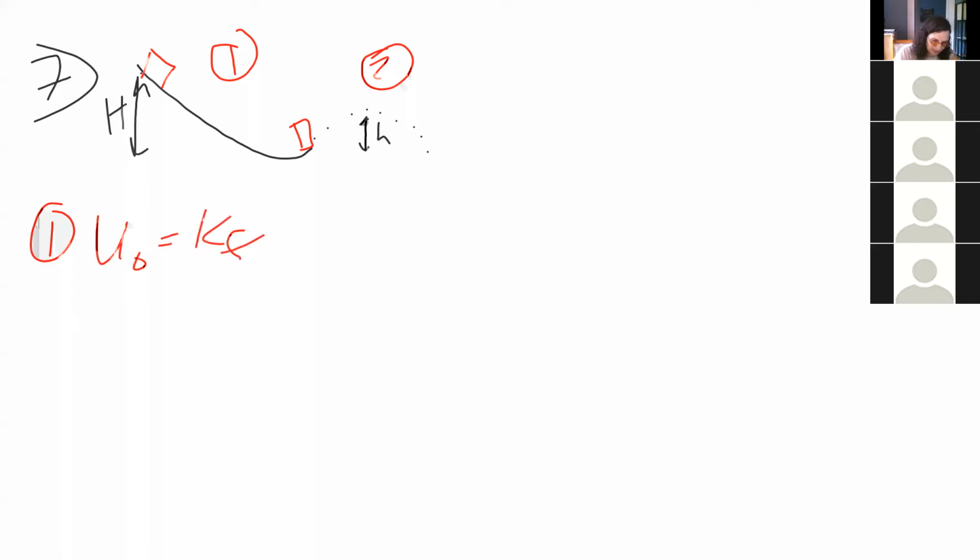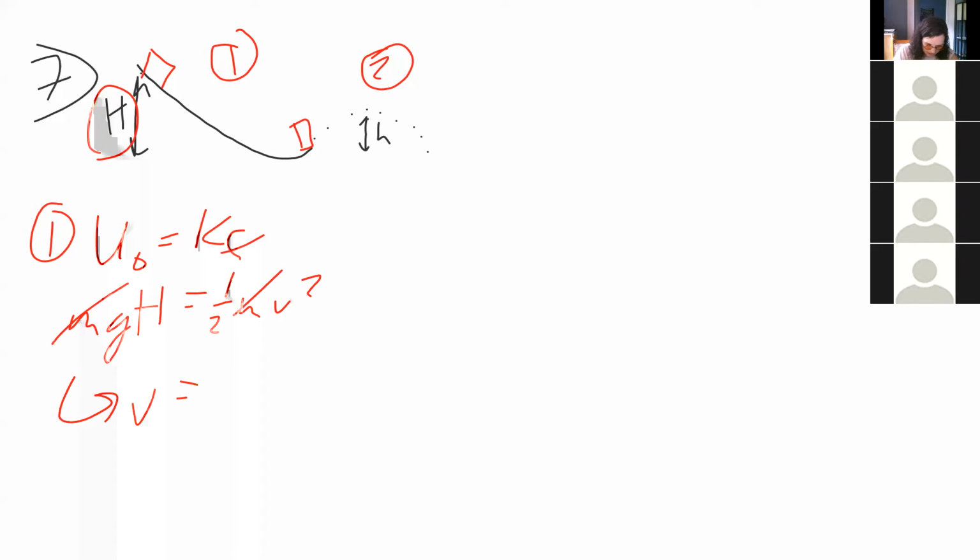So we just have mg times y, where our y is this big H. That'll be equal to a half mv squared. Cancel your m. You get that v is equal to root 2gH. Let me make that a little more clearly, a square root 2gH. So that's how you find your speed.